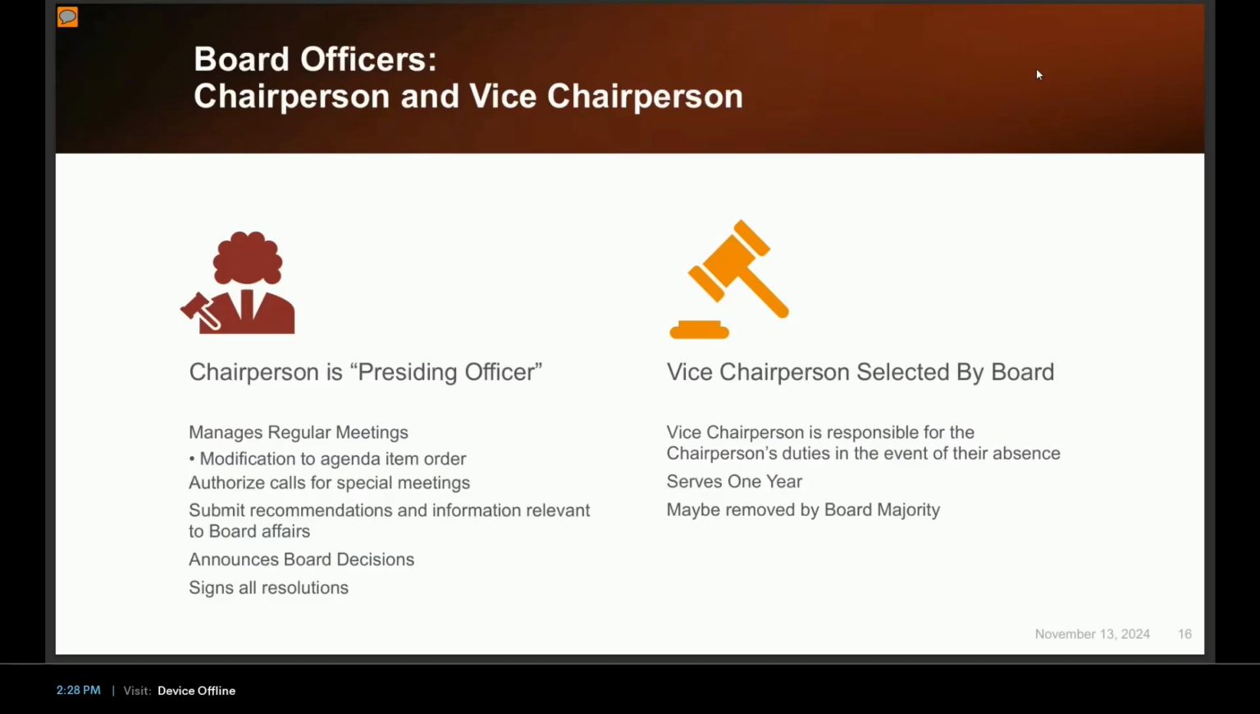The vice chair basically steps in during the absence of the chairperson, and that may occur because the person is absent or because the chair has a conflict of interest. Again, we'll talk about what constitutes a conflict in this presentation. That is typically the vice chair's role, upon the chair's absence. They serve a one-year term, and they may be removed by a board majority vote if it's decided that a different vice chair is to be changed out.